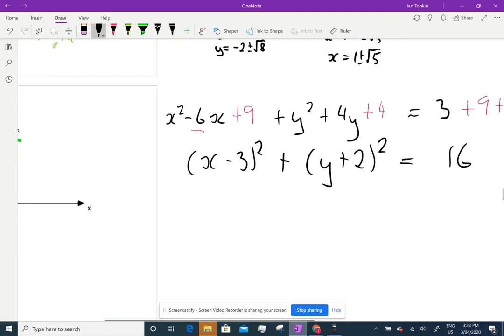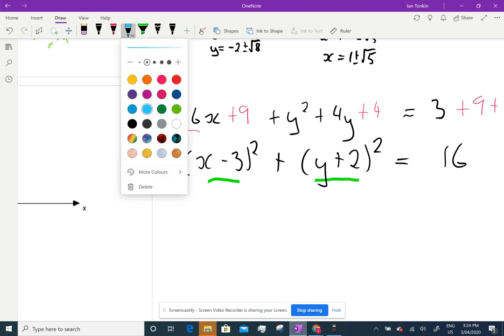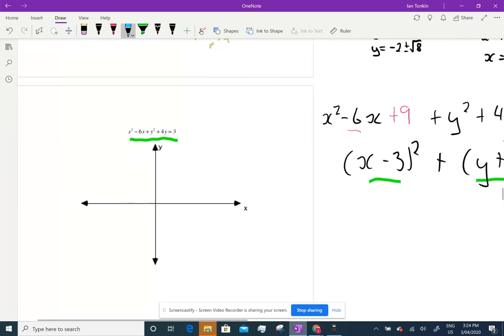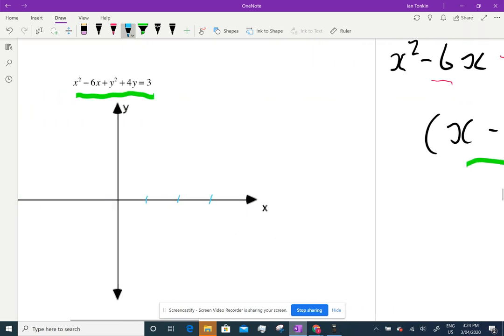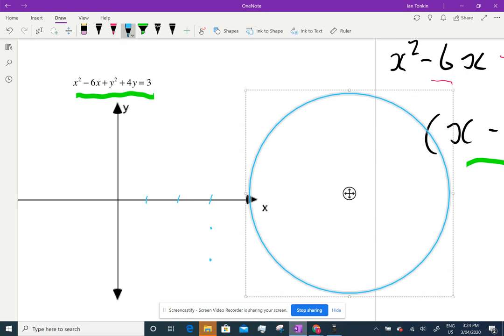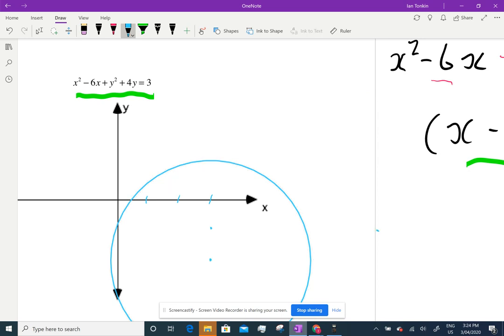Beautiful. This is going to be a circle, radius. What makes that equal 0? X equals 3. What makes that equal 0? Y equals minus 2. So this is going to be a circle at 3, negative 2. X equals 3. So let's make this bigger. 1, 2, 3. And y equals minus 2. 1, 2. Let's get a circle here. And the radius is 4. So it has to be a pretty big one. And that'll do.